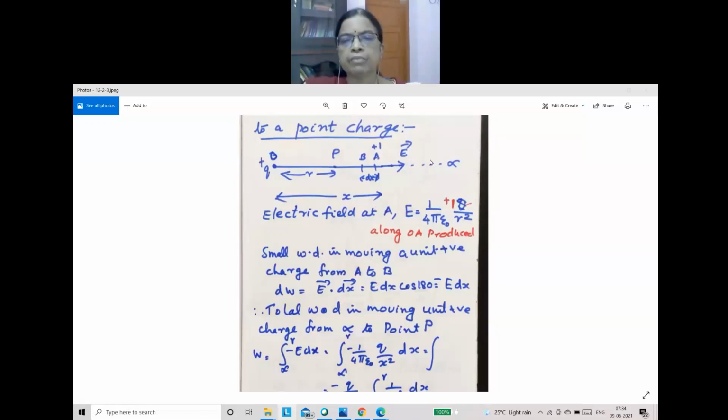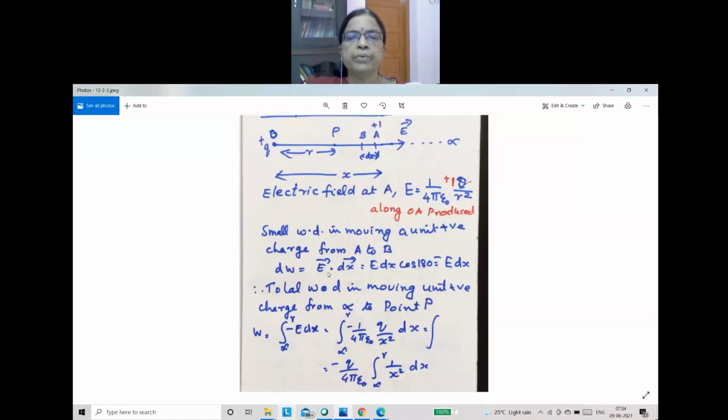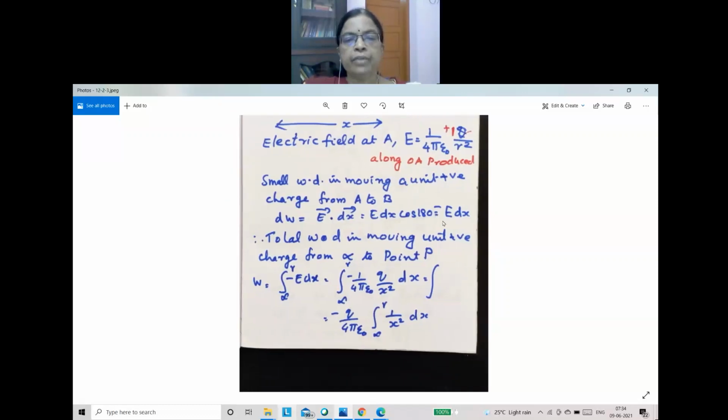Electric field direction is outwards. We are moving the unit positive charge inwards. What's the angle between them? dx and E. 180. 180 ആണ് കേട്ടോ, അപ്പൊ cos 180, E dx cos 180. So that's why cos 180 is minus 1. So we got minus E dx. So work done is minus E dx.